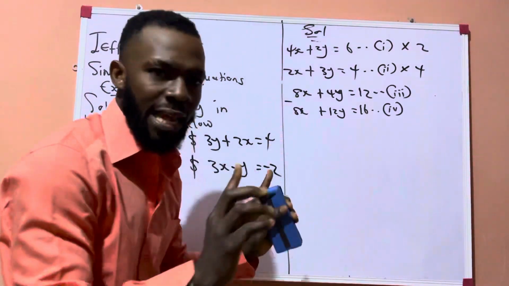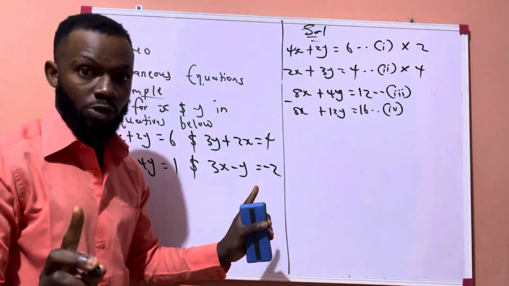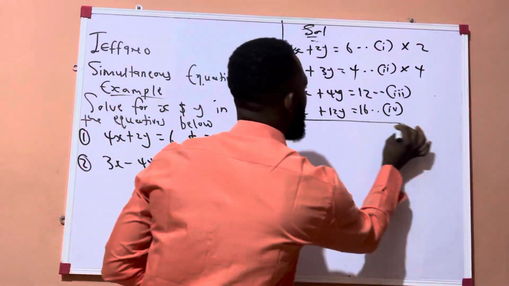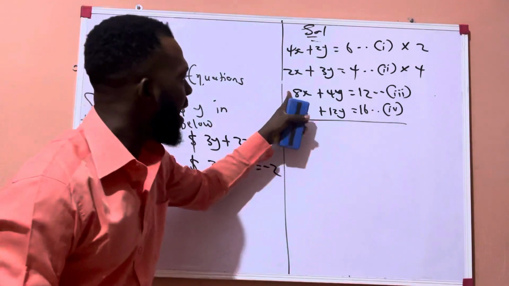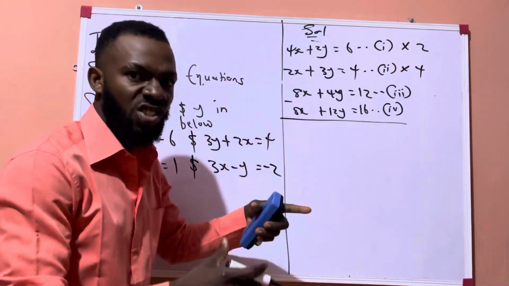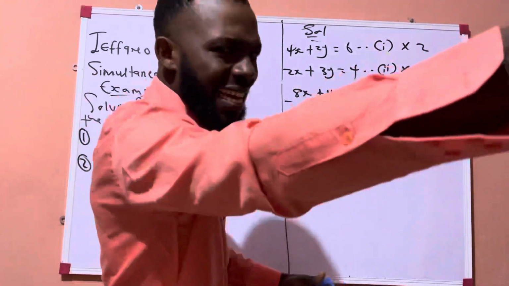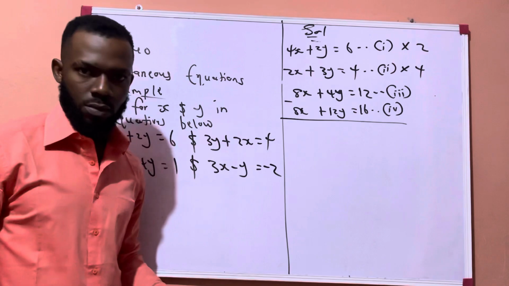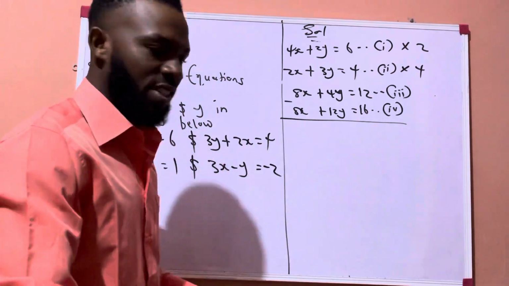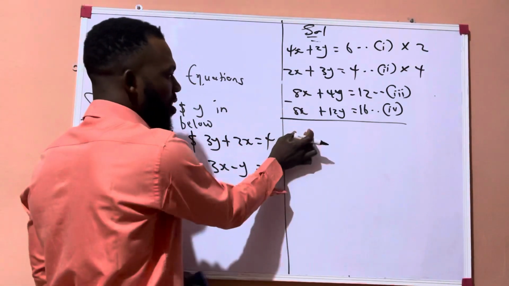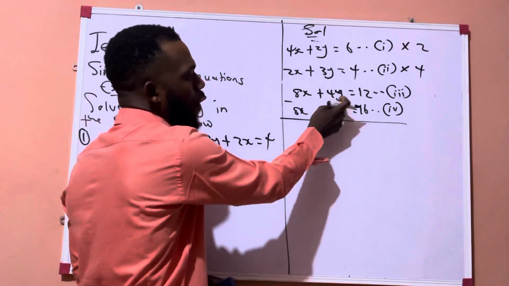So now that one of the variables is the same, what do you do? You minus. That is what you do. You subtract. Now, subtracting, class, we're going to have something like this. 8x minus 8x is 0. Now, what does that mean? It means we have eliminated x. We just eliminate x.